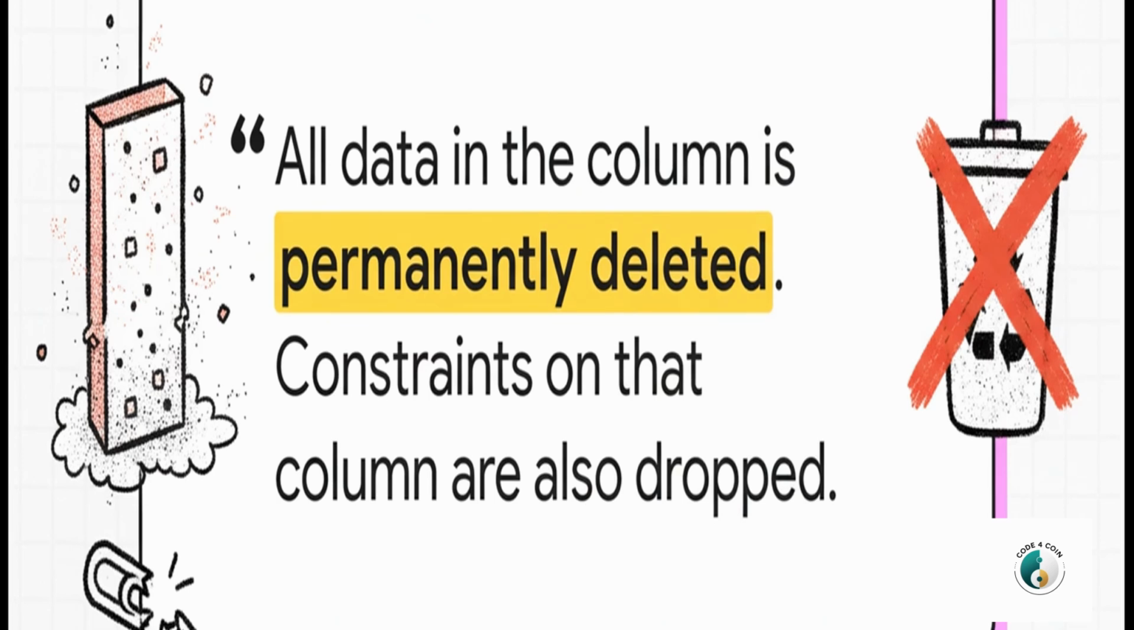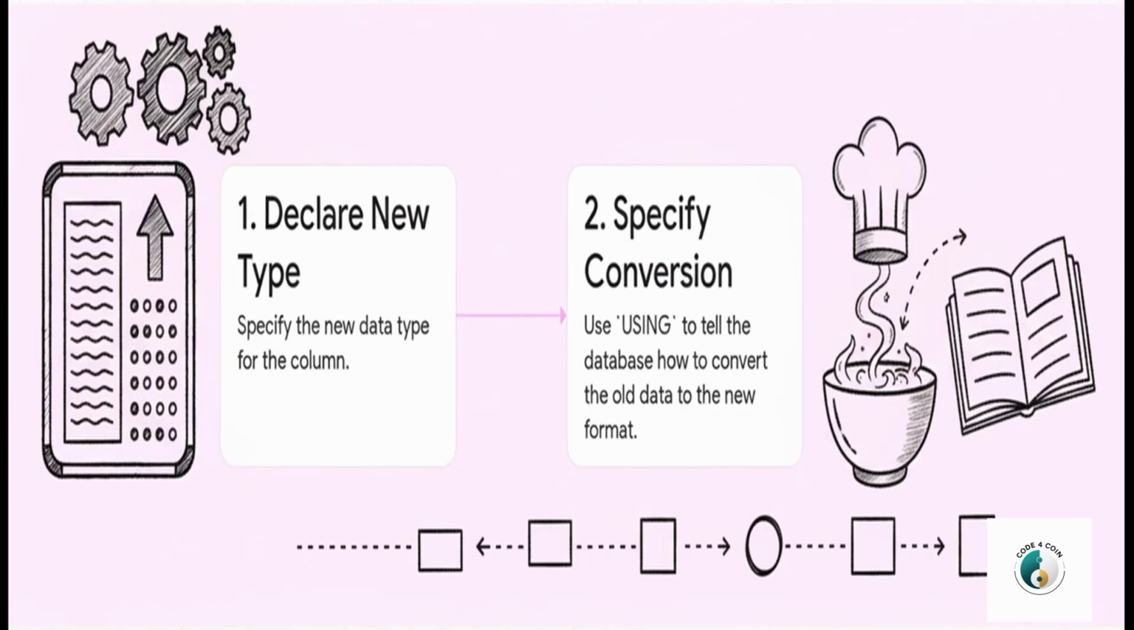So you have to be careful. So what if you don't want to add or remove a column, but just change the type of data it holds? Maybe you want to go from text to a number. For some really simple changes, the database is smart enough to figure it out. But for anything tricky, you have to give it a recipe. And that's exactly what the USING clause is for. It's you giving the database precise step-by-step instructions on how to convert the old data into the new format.